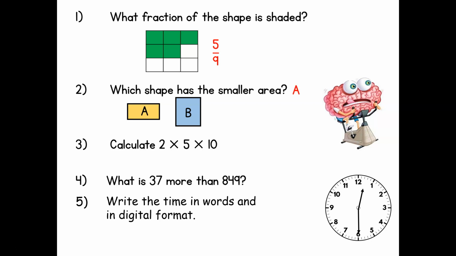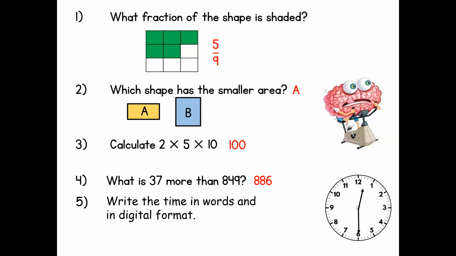Question 3 requires you to multiply more than two numbers. So 2 times 5 is 10, 10 times 10 is 100. Question 4 is an addition calculation. We need to find the sum of 849 and 37. The sum of the two numbers is 886.